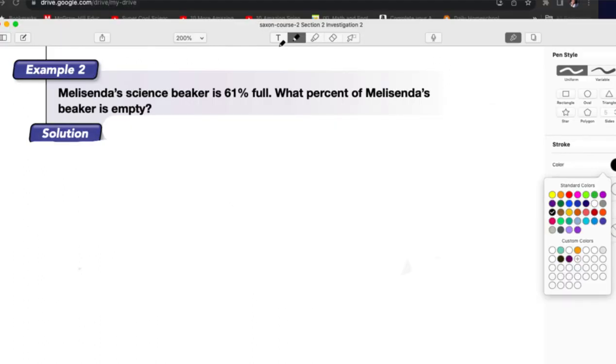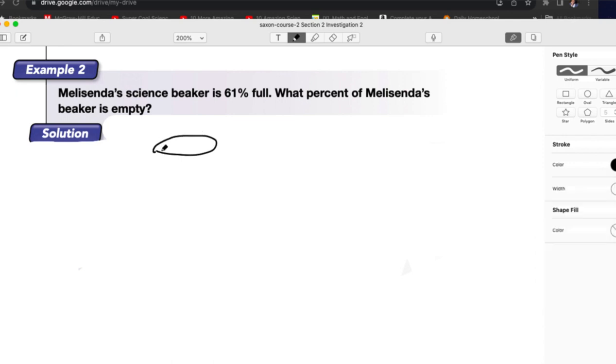Okay, so in example 2, we've got Melissenda's science beaker. It's 61% full. What percent of Melissenda's beaker is empty? Well, when we hear something like 61% full, we can kind of think about what it visually looks like. It's going to look like it's more than halfway full, right?